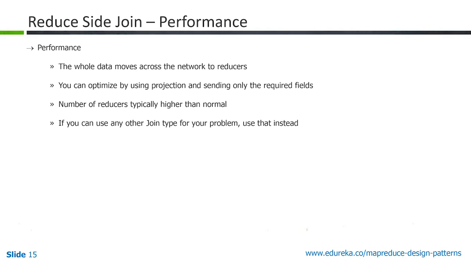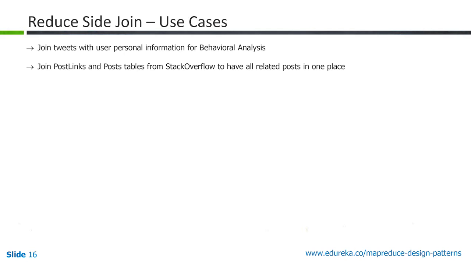Okay, as far as the performance is concerned, again, I said use enough number of reducers, transfer only the data which you require on the reducer side, so use projections. And if you can use any other map side pattern, if it's possible for you to use it looking at the kind of data that you have, then use something from the map side itself rather than using reduce side.